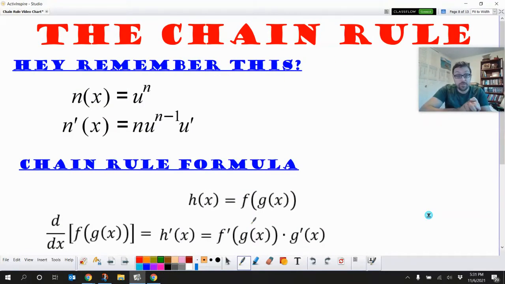So again, when using the chain rule, make sure you're looking to do the derivative of the outside and then multiply that by the derivative of the inside. This can be mixed with other derivative rules that we have learned as well.